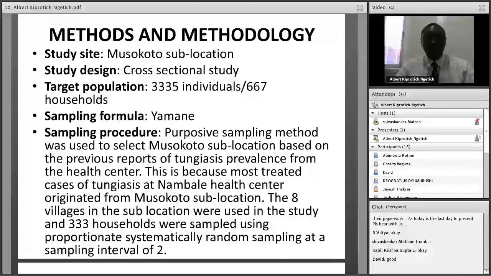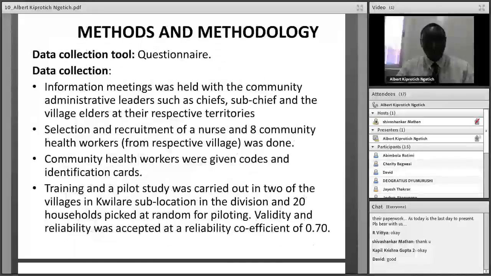We did a pilot study, which was carried out in 2 of the villages in Pilare sub-location of the division, and 20 households were picked at random for piloting. Validity and reliability was accepted at a reliability coefficient of 0.70.